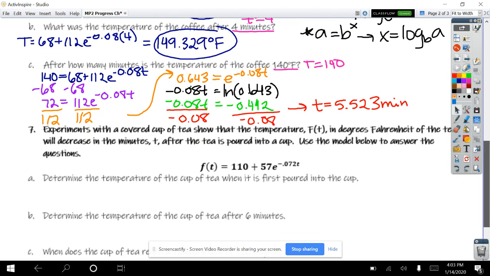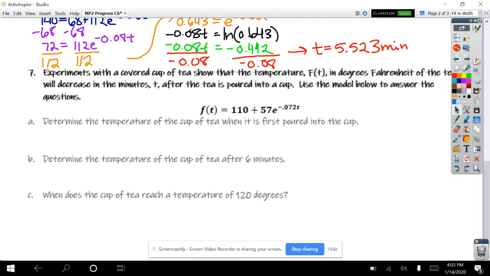All right, there's one more example. Again, I would pause now and give this example a shot. It's the same exact format, it's just a different scenario. This is talking about a covered cup of tea, and it gives us the temperature F of T in degrees Fahrenheit. It decreases in minutes T after the tea is poured into a cup. And we have to answer the questions. They're the same kinds of questions. The first one asks the temperature of the tea when it's first poured into the cup. Well, first poured into the cup means T equals 0. So you should plug in 0 for T.